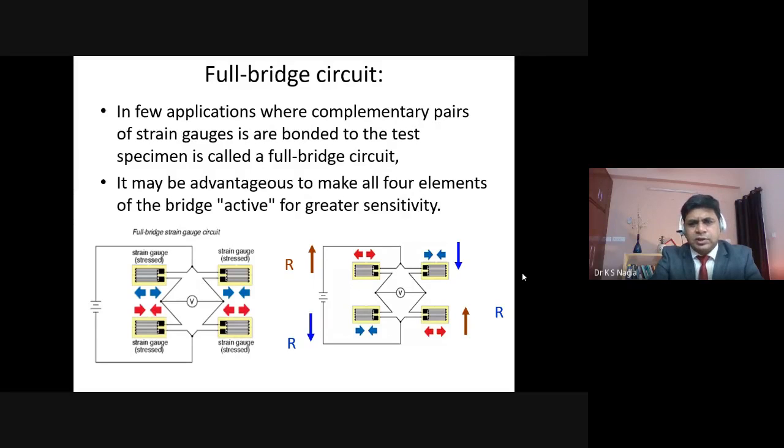Sometimes the full bridge circuit is also used. In a few applications, complementary pairs of strain gauges are bonded to the test specimen, which is called a full bridge circuit. It may be advantageous to make all four elements of the bridge active for greater sensitivity. So if you want to increase the sensitivity, you can use the full bridge, but it also has some limitations: balancing of the circuit is required, and it requires additional electrical circuitry.